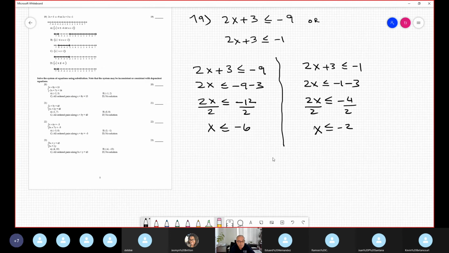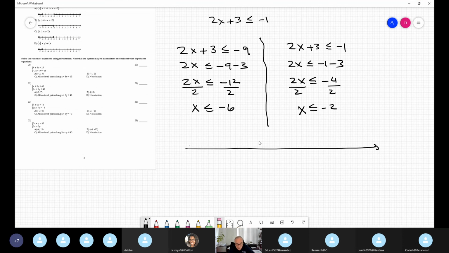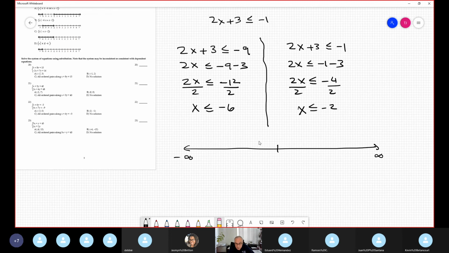The graphic part is, this is my line. This is 0, 1, 2, 3, 4, 5, 6, negative 6. Now this interval is less than, of course including negative 6, with a bracket.